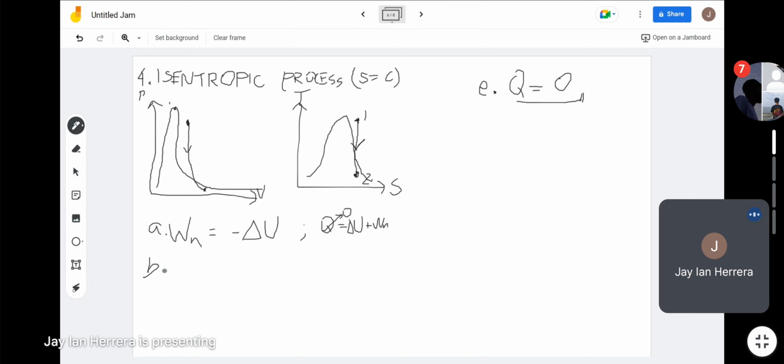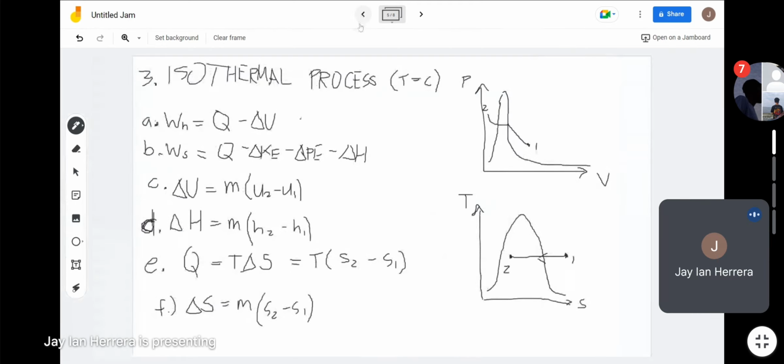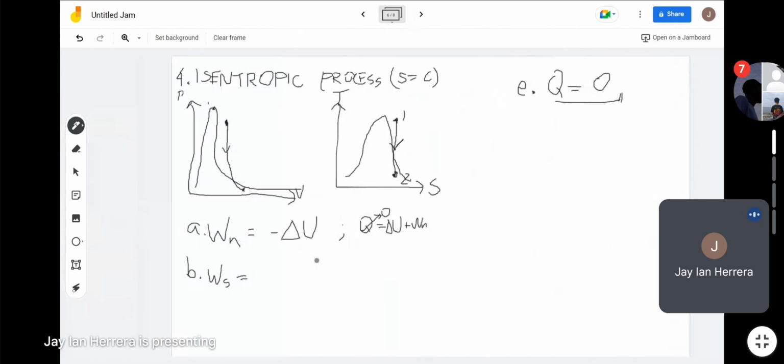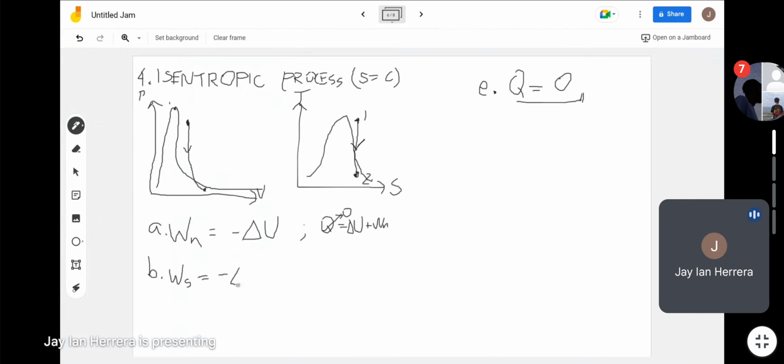So, letter B, our work steady flow. Work steady flow is same pa rin naman, although wala tayong heat. Diba? Kagaya dito. But since heat is 0, so rekta na tayo. Change in kinetic energy minus the change in potential energy minus change in enthalpy.